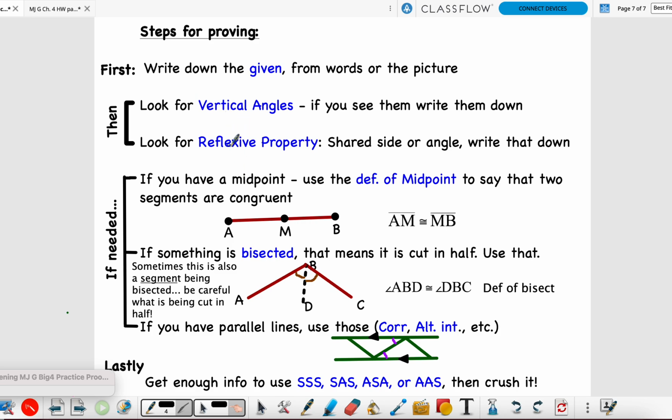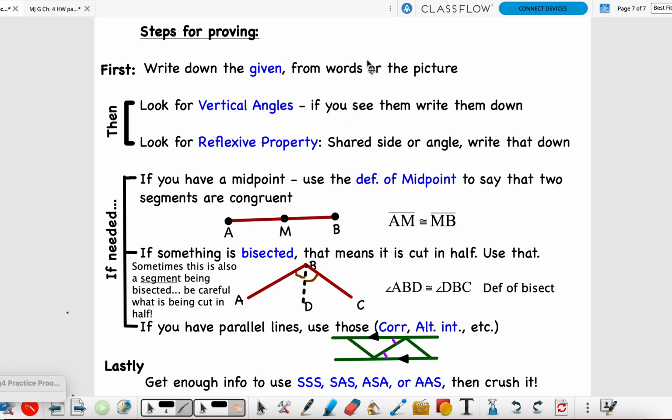After that, you get to use kind of your weird stuff. So like a definition of midpoint, you can say that two segments are congruent. If ever you have a bisector, that means that thing is cut in half. Typically, this is the one that's the most confusing because we don't always read or are careful about what's being cut in half. So just double check you're cutting in half the right thing, whether that's a segment or an angle. And then finally, if you have parallel lines, you can use alternate interior angles, corresponding angles, alternate exterior angles, etc. to your advantage. And then once you're there, you should get enough information to use one of our big four. So side, side, side, side, angle, side, angle, or angle, angle, side.